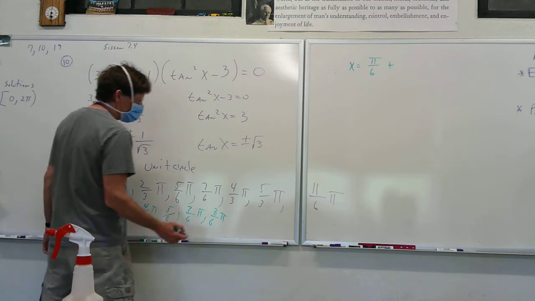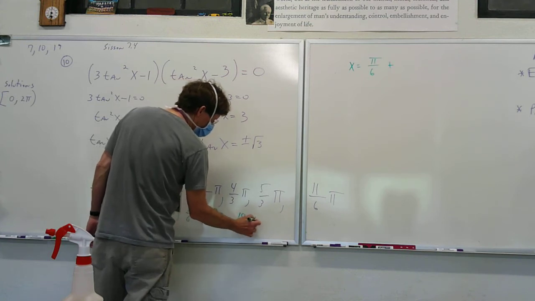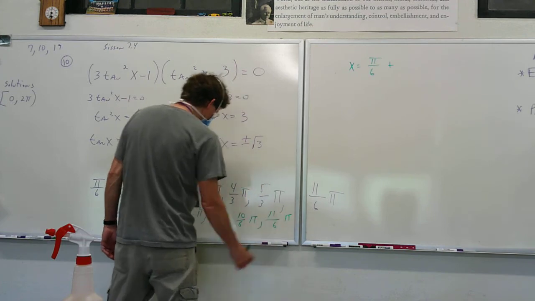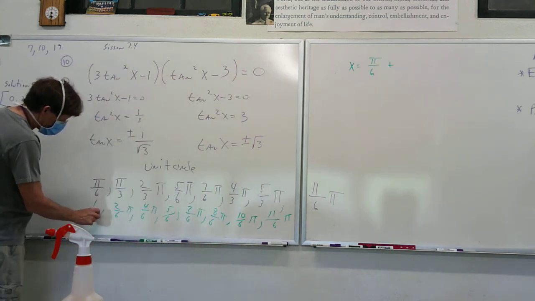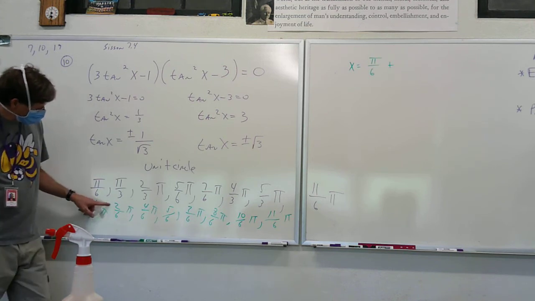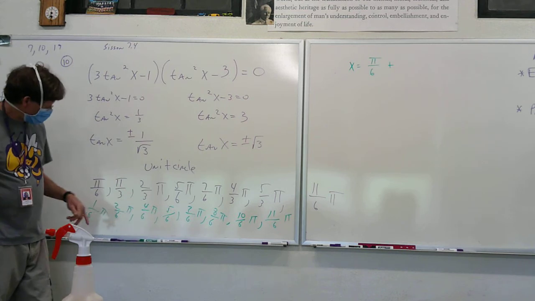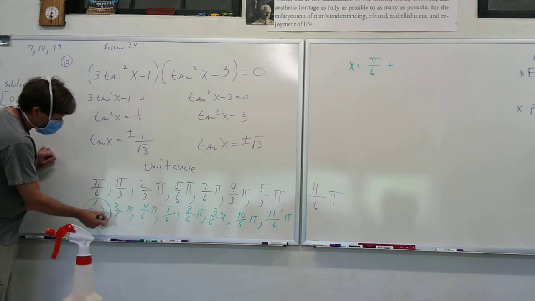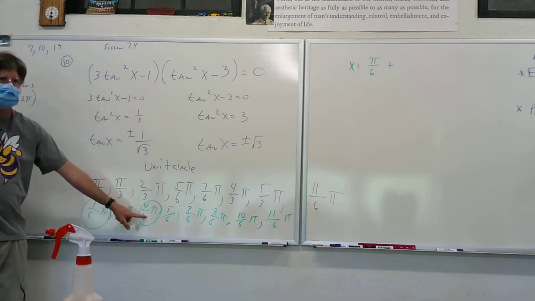Yeah, 8π/6 and 10π/6. What I'm trying to do is figure out the pattern of what's happening here. 11π/6, okay, and then it's π/6, right? So it goes 1, 2, then what? 4, 5. Okay, if I see the π/6 right here and see the 4π/6, does everybody agree I added a half pi to get to there?